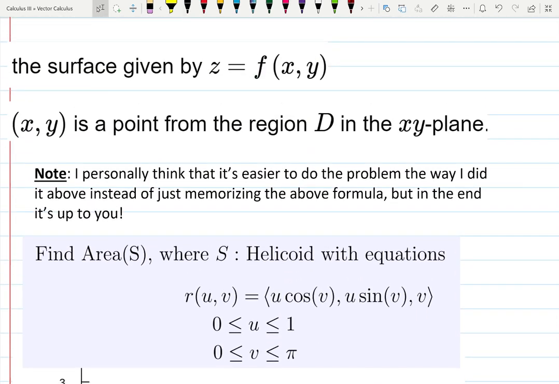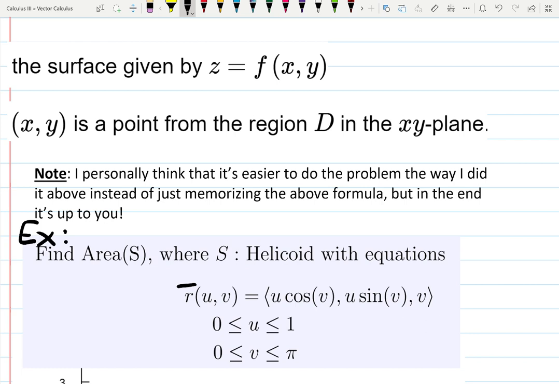Before showing you the picture. Example 1. Find the area of S, where S is a helicoid. What is a helicoid? You don't have to know, but it's a kind of cool word. Helicoid with equations R of u and v equals. So the parametrization is already given. In this chapter, we're teaching you how to create parametrization, and I'll show you more examples like this later. But you're lucky if it's given. That's the good news. Remember, like even in the previous exams and materials, if R of t is given, you feel happy. It's nice if it's given.